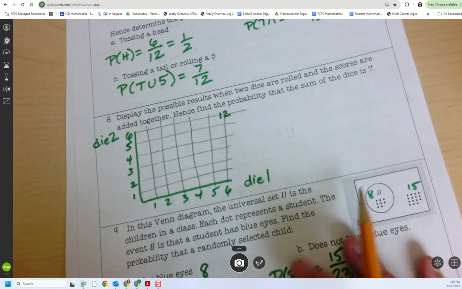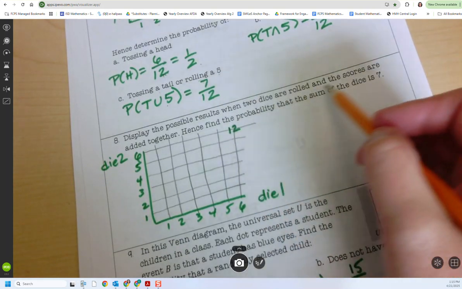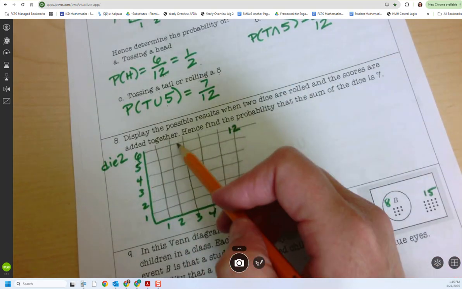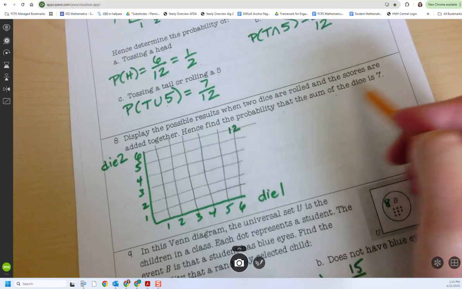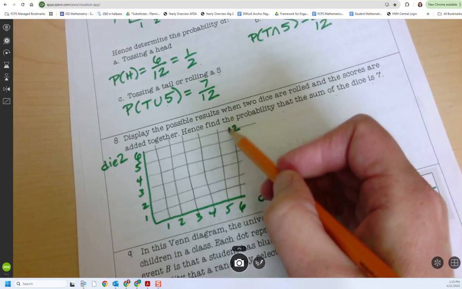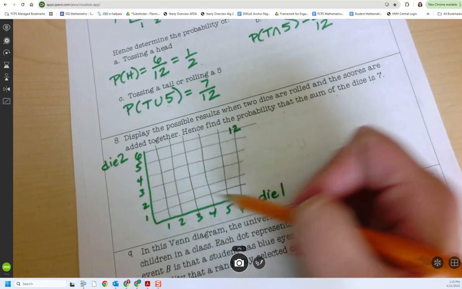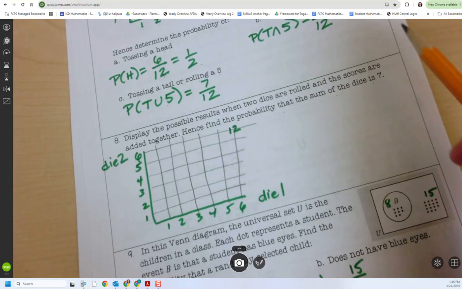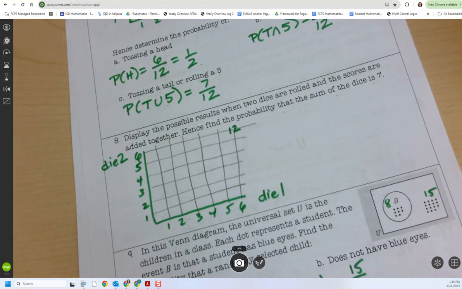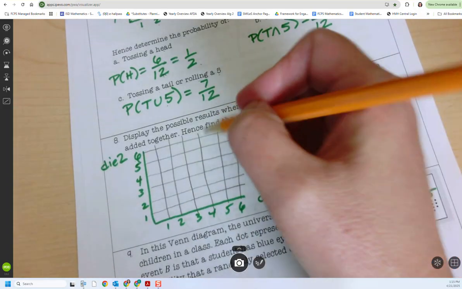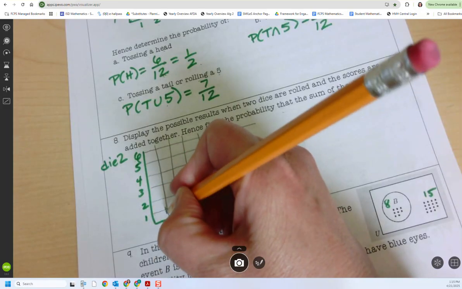Okay. Display the possible results when 2 dice are rolled and the scores are added together, and find the probability that the sum of the dice is 7. So on this 2-way grid, you're going to draw it, and you're just going to fill in the sums of all of these rolls. So 6 and 6 gives you 12.